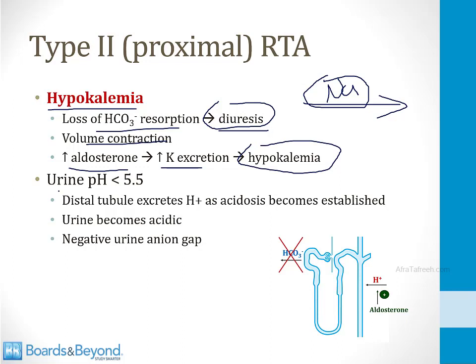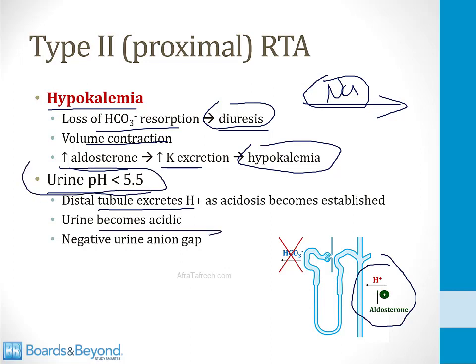The second important feature of a proximal RTA that you need to know is that the urine pH will be low, and less than 5.5 is a low pH. So why does this happen? Well, the distal tubule can still excrete protons in the setting of a type 2 RTA, and as more protons build up in the blood due to acidosis, this distal nephron starts putting lots of acid into the urine. This makes the urine acidic, and it makes the urine pH low. It also causes a negative urine anion gap. I'll talk more about this in a few slides.